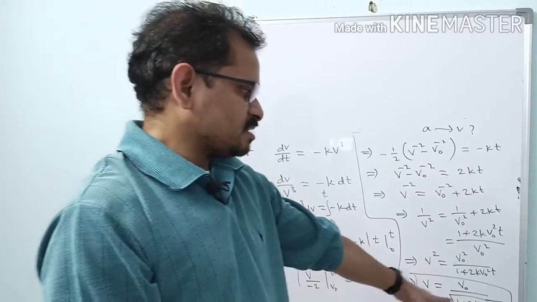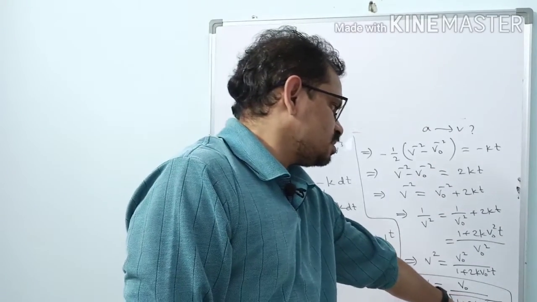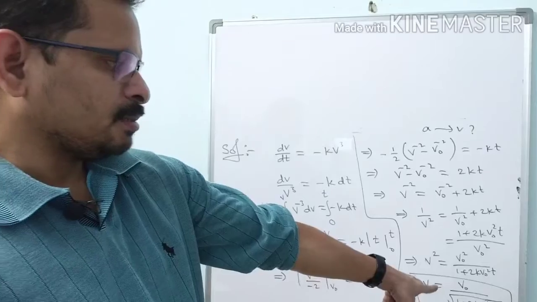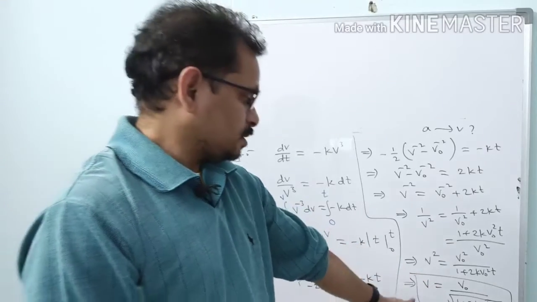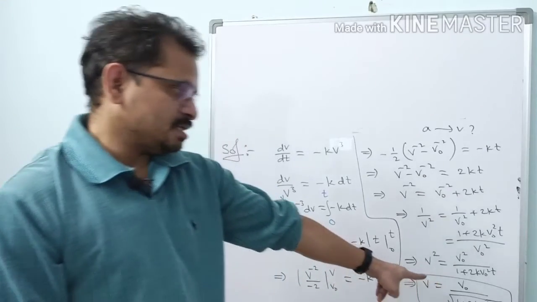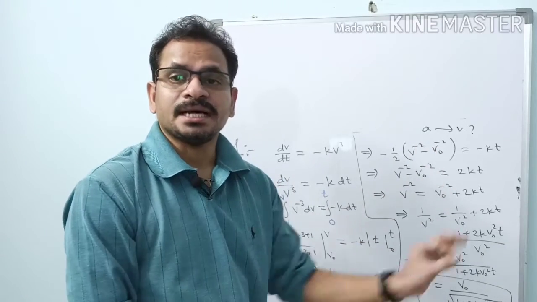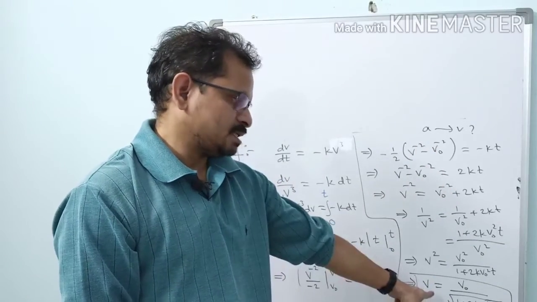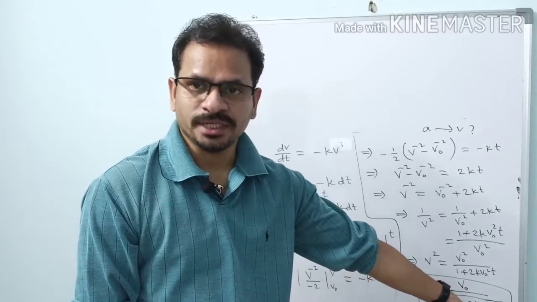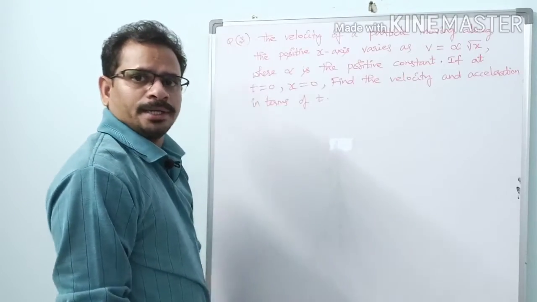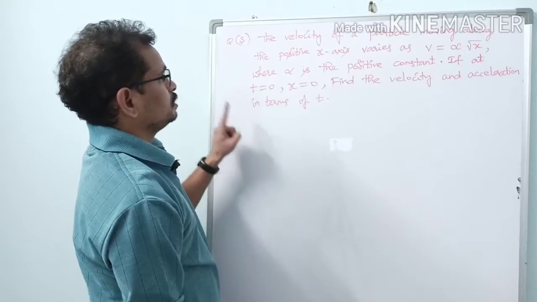So velocity as a function of time, here v0 is constant, k is constant. See, in the denominator and square root t is there. So velocity v is a function of time, as asked in the question. We found the same thing here. Velocity we got as a function of time t here. Okay, our next question is question number 3.